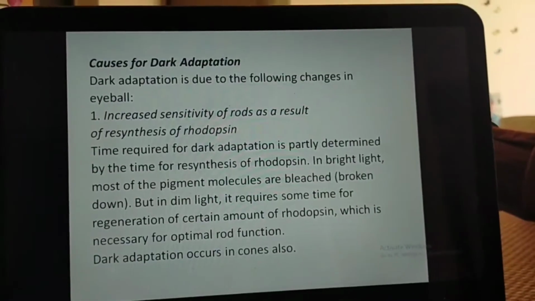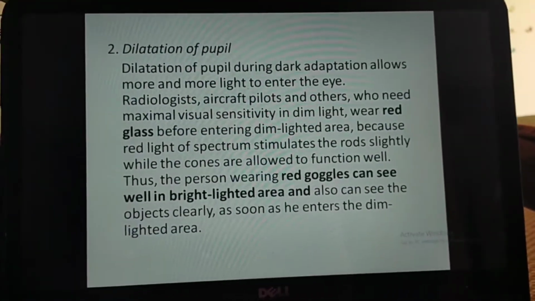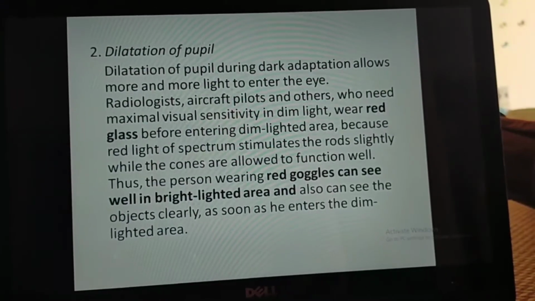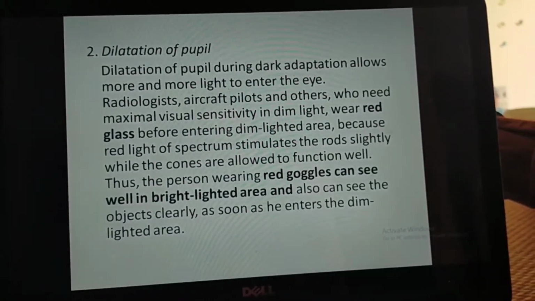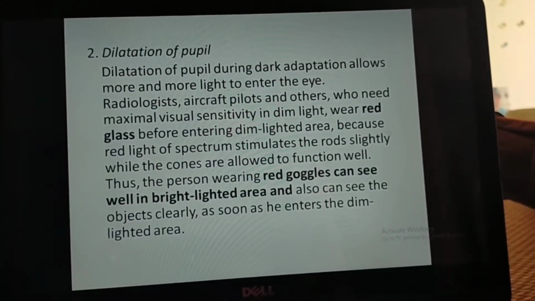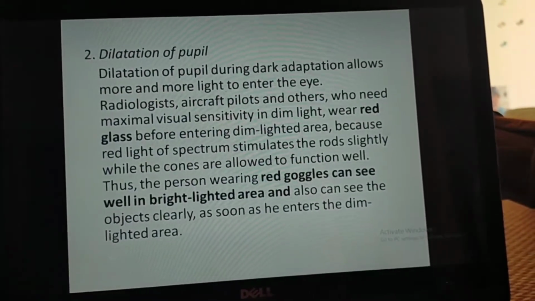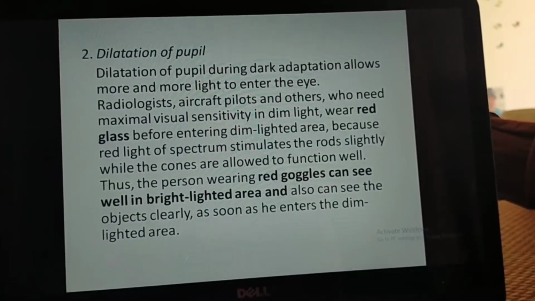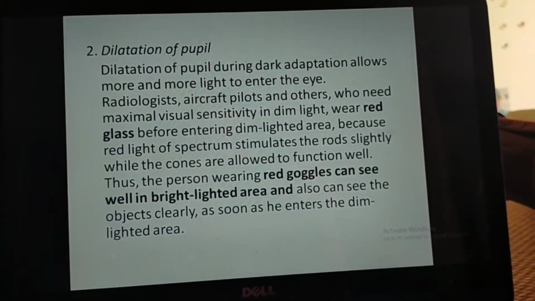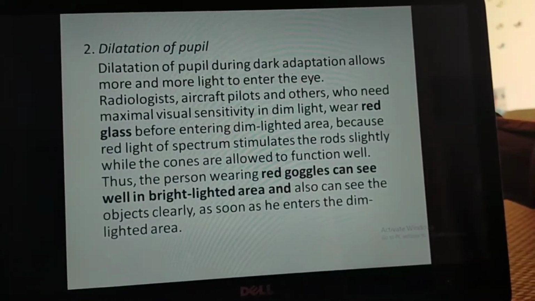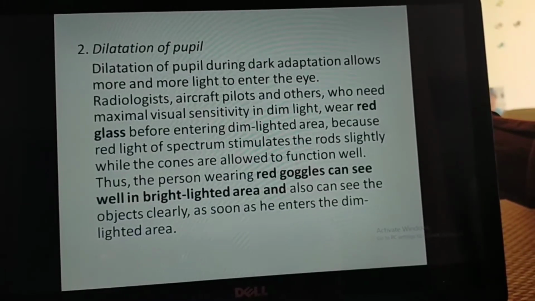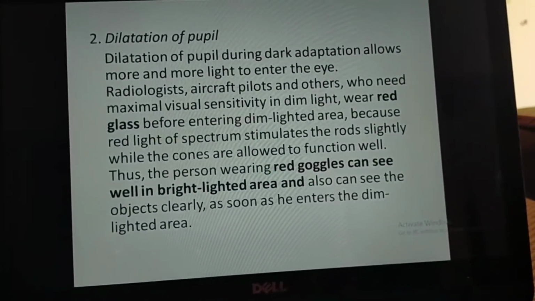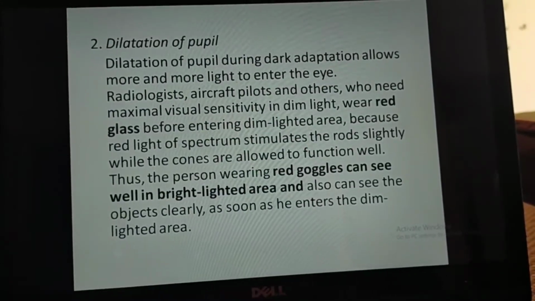We'll see the second cause of the dark adaptation: dilatation of pupil. Dilatation of pupil during dark adaptation allows more and more light to enter the eye. Radiologists, aircraft pilots, and others who need maximal visual sensitivity in dim light wear red glass before entering a dimly lighted area, because red light of the spectrum stimulates the rods only slightly while the cones are allowed to function well.